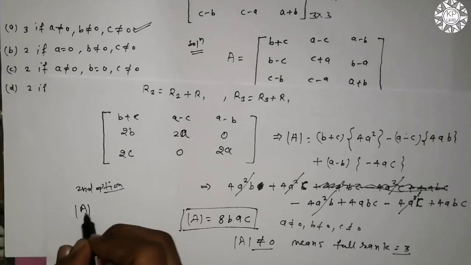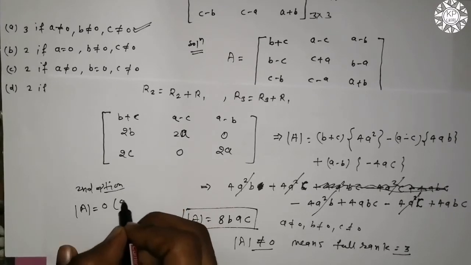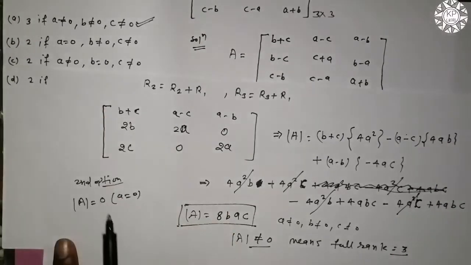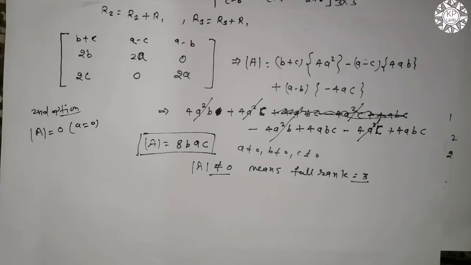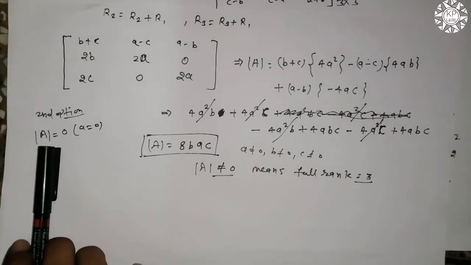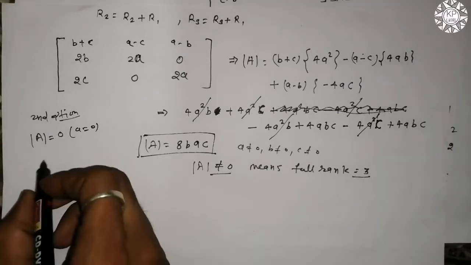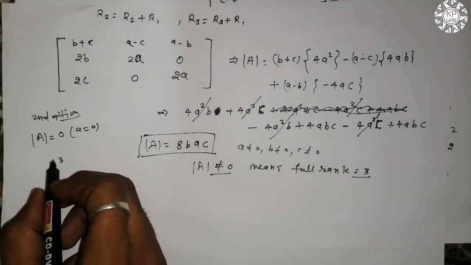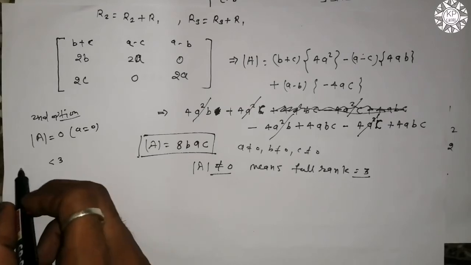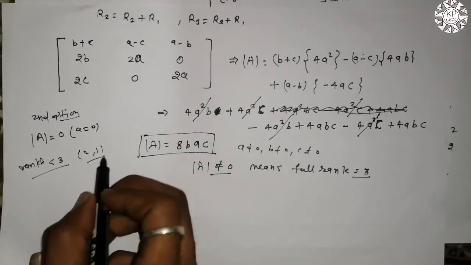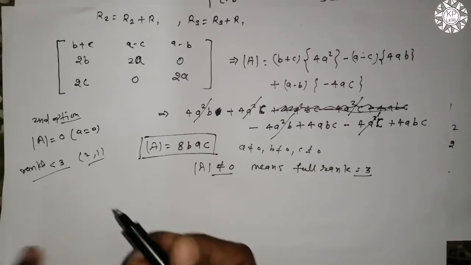If determinant of A equals 0, when a equals 0, in this case we get determinant of A equals 0 if a equals 0. In this case we get rank of A less than 3, maybe 2, 1, or 0.